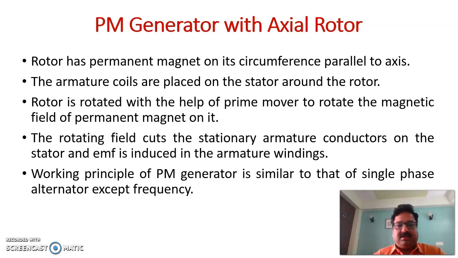And armature coils are placed on the stator around the rotor, and the rotor of this machine is rotated with the help of a prime mover. The purpose of this is to rotate the magnetic field of the permanent magnet on it. This rotating field cuts the stationary armature conductors on the stator, and as a result EMF is induced in the armature winding. So the armature winding will have induced EMF.